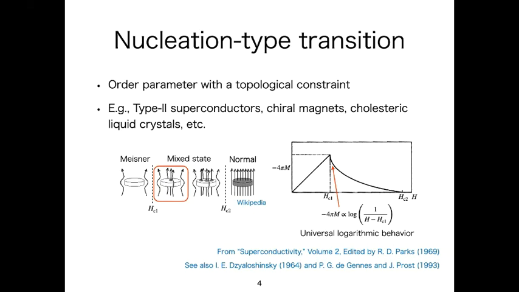For this kind of transition, there is some universal behavior described by this logarithmic behavior, which comes from the asymptotic form of the special solution of the solitons in these systems. So this is a universal logarithmic critical behavior around this nucleation type transition. And today I'd like to focus on this kind of transition in QCD.